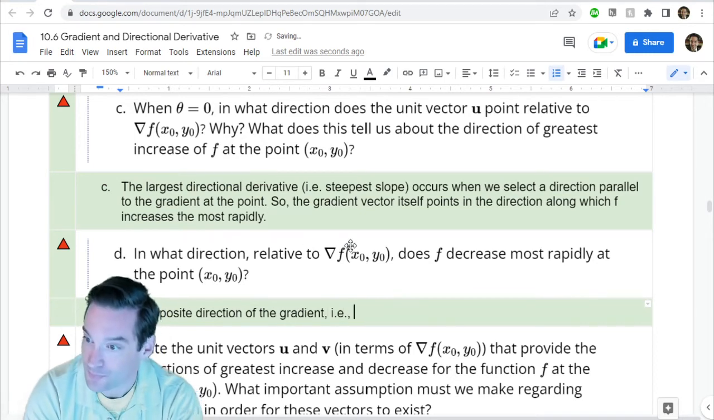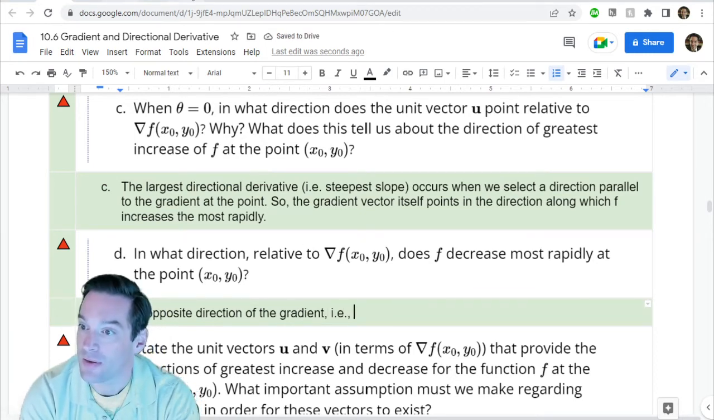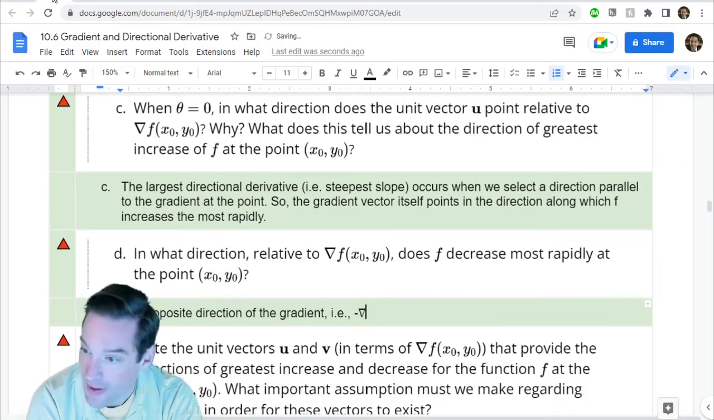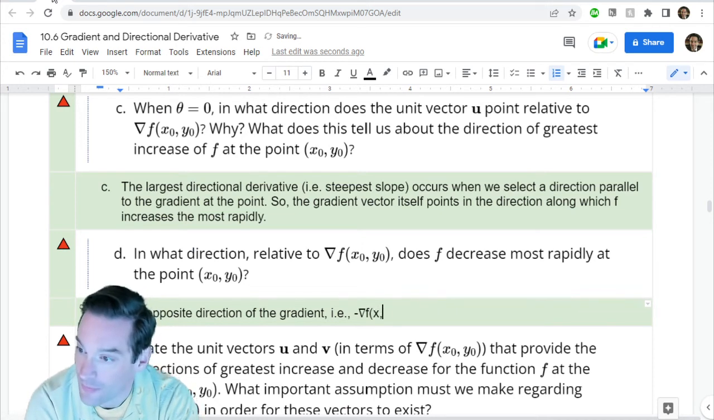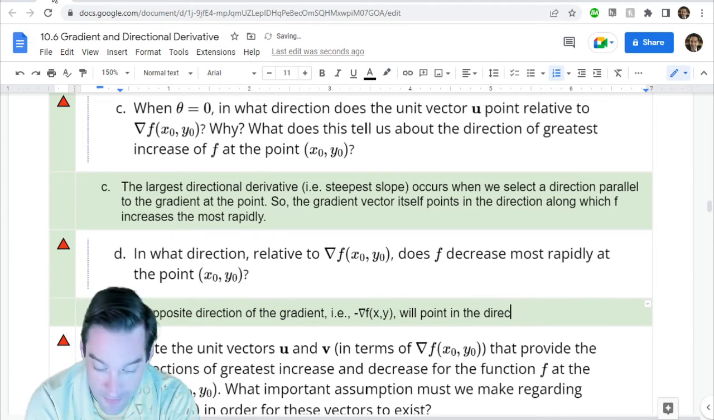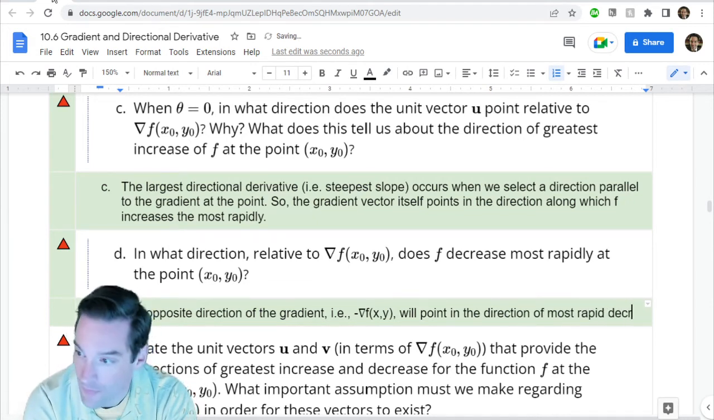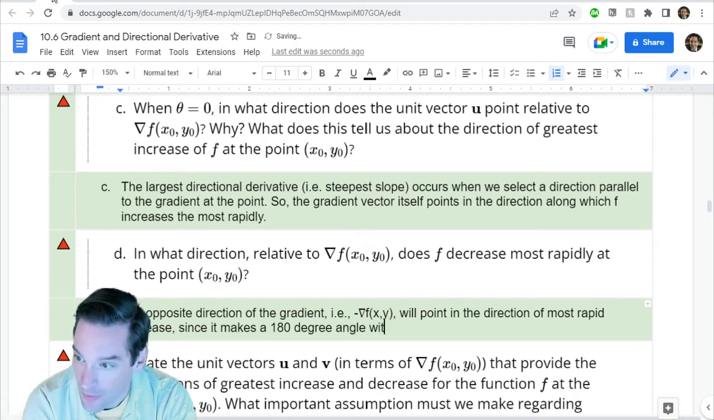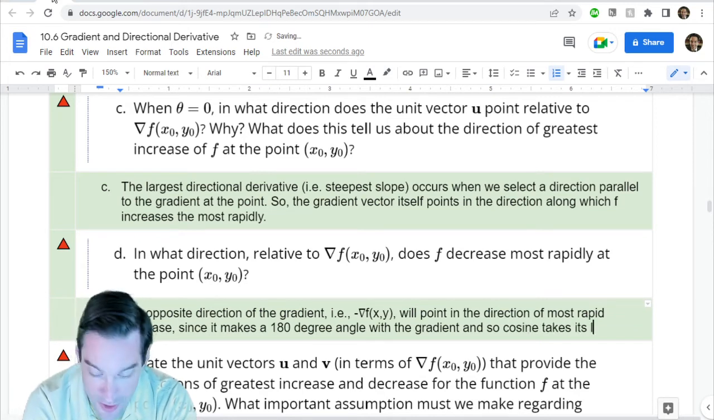in other words, I'm getting too lazy to use Hypatia. I'm just going to Unicode this one. Minus gradient of f will point in the direction of most rapid decrease, since it makes a 180-degree angle with the gradient, and so the cosine takes its largest negative value.